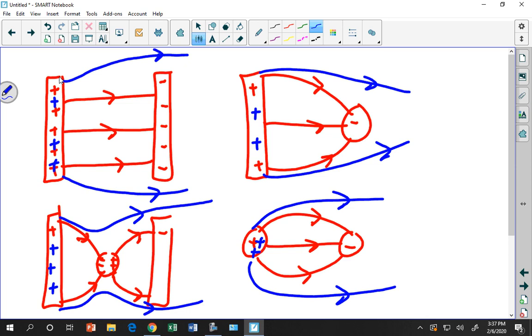But I'll also be looking at the number of lines that you draw. They'll need to be proportional to the excess of charge. So if you have twice the charge, you need twice the number of lines. If you have 3 times the charge, 3 times the number of lines. Okay? And they'll be simple numbers. It's not going to be like 1.3 times the charge.